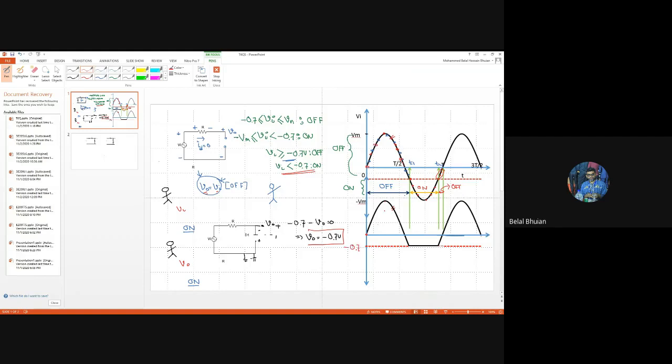You see from 0 to T1 the diode is off, so that's why it's copied and pasted. T1 to T2, the diode is on, and for that we found minus 0.7, which is a flat line. Again from T2 to capital T, the diode is off, so we copy and paste. And that is how we can solve the circuit.